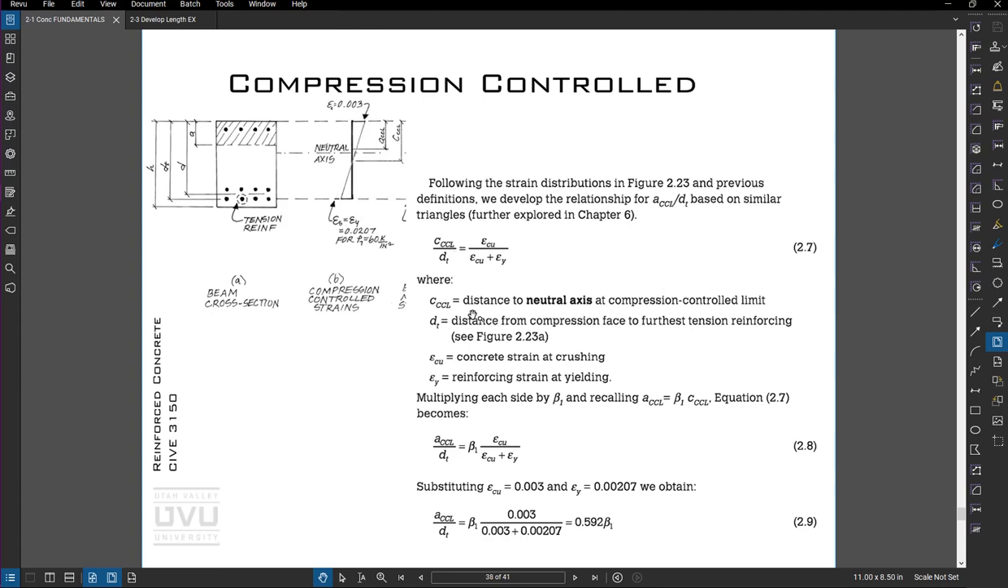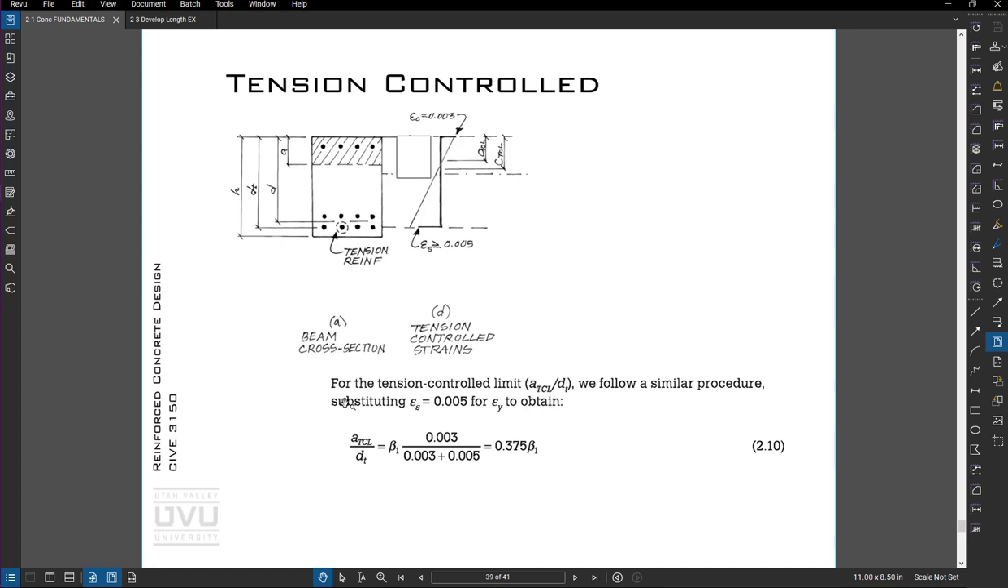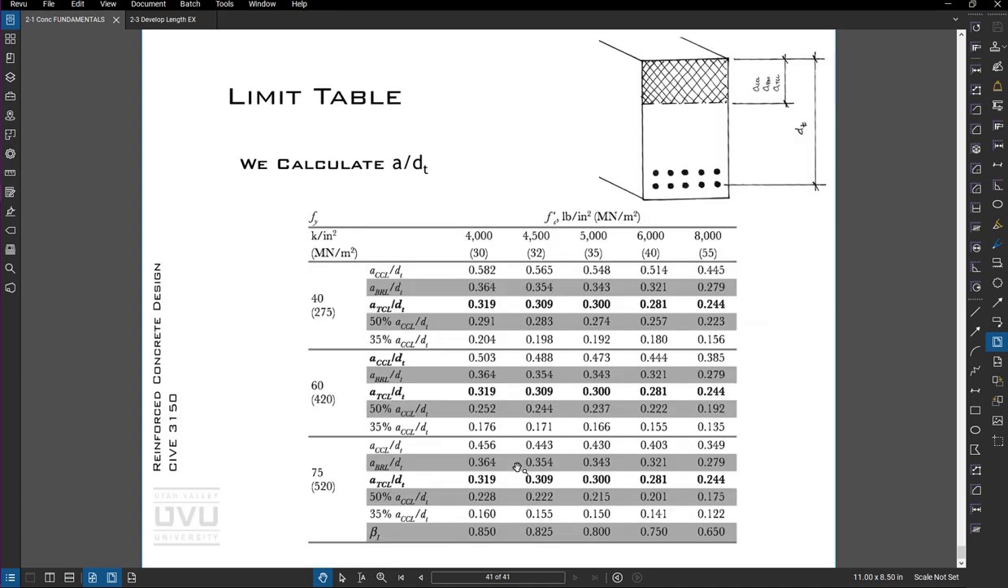But the bottom line at the end of the day, we want to find a compression control limit over dt, and that's going to be 0.592 times beta 1. And beta 1 changes as a function of compressive strength. And then we do a similar thing for tension control limit, and if you do the math with the similar triangles, and you can play around with that, we get 0.375 beta 1. So then that brings us to this table here.